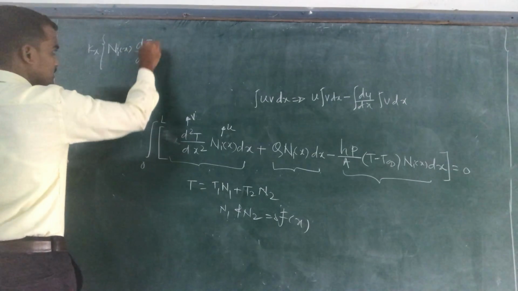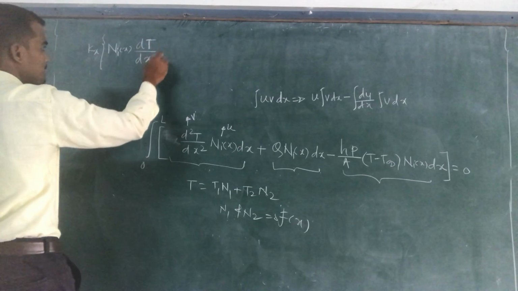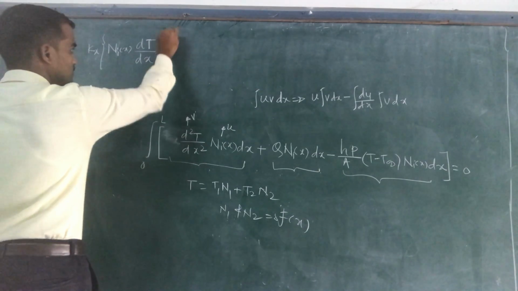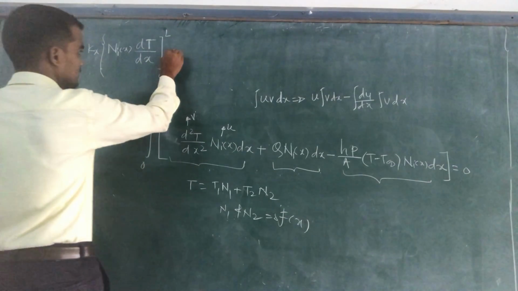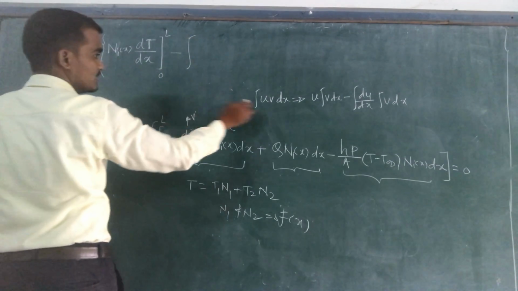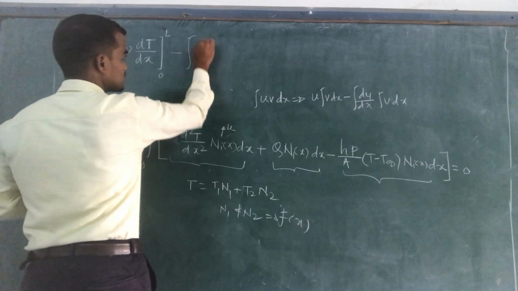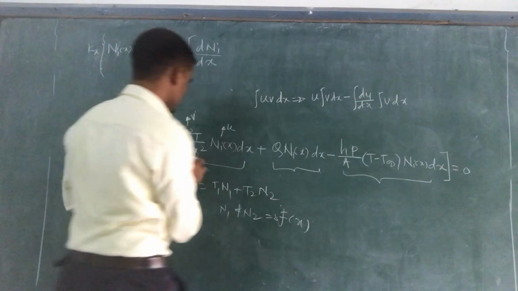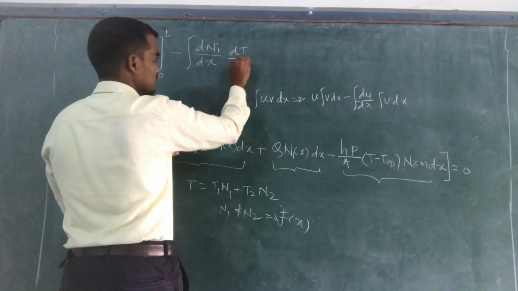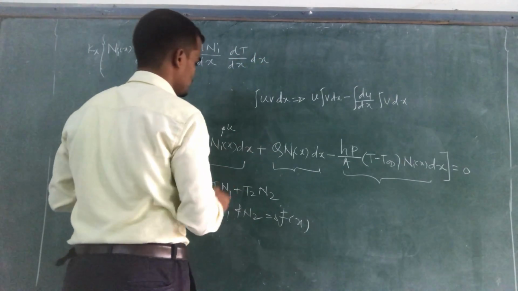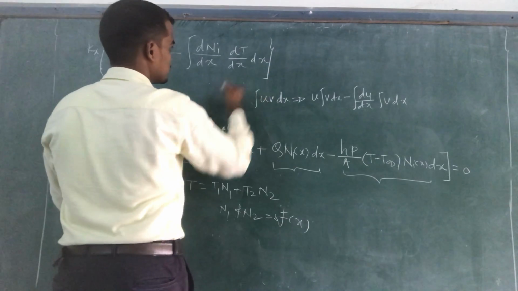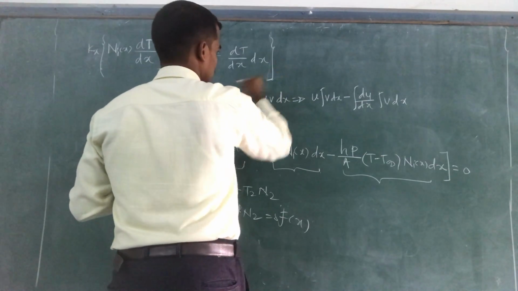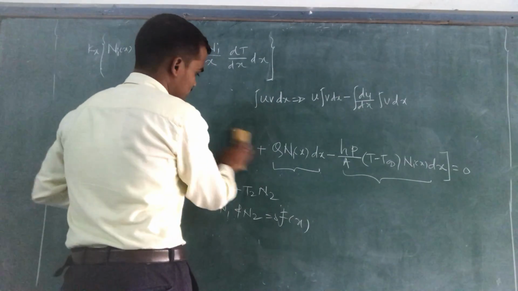dT by dx over limits 0 to L. Then minus integration of du by dx, meaning dNi by dx, times integration of v dx. So the integration of d square T by dx square is nothing but dT by dx into dx. Okay, so this is the first term, and we have simplified it.